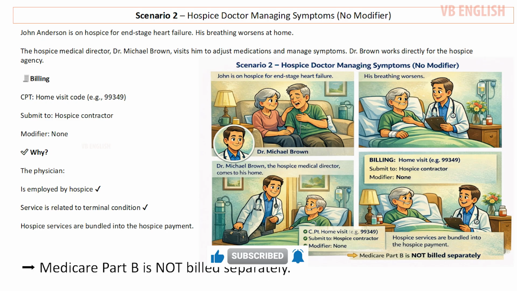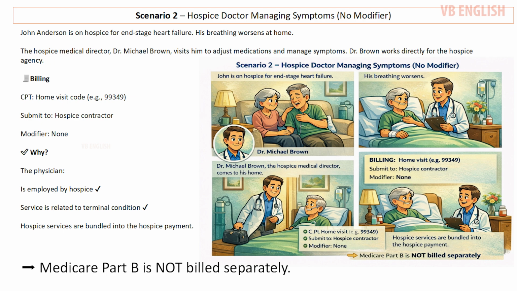Scenario 2. Hospice doctor managing symptoms, no modifier. John Anderson is on hospice for end-stage heart failure. His breathing worsens at home. Dr. Michael Brown visits him to adjust medications and manage symptoms. Dr. Brown works directly for the hospice agency.